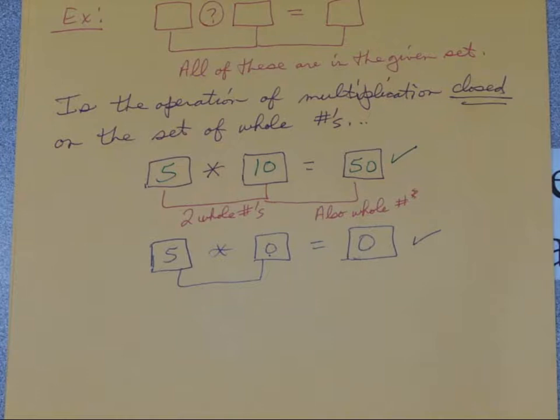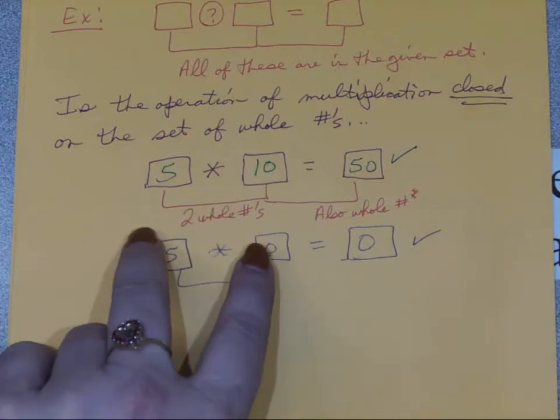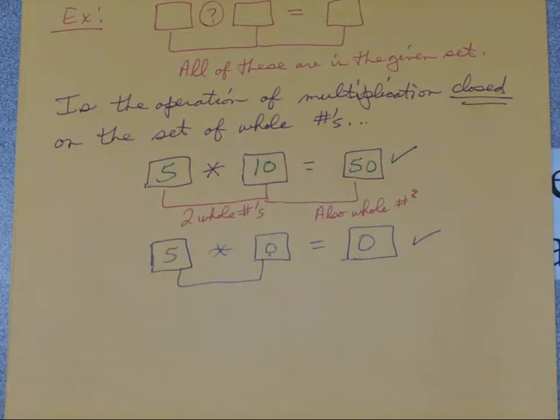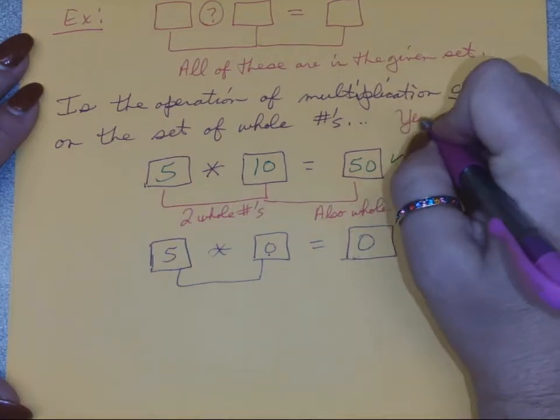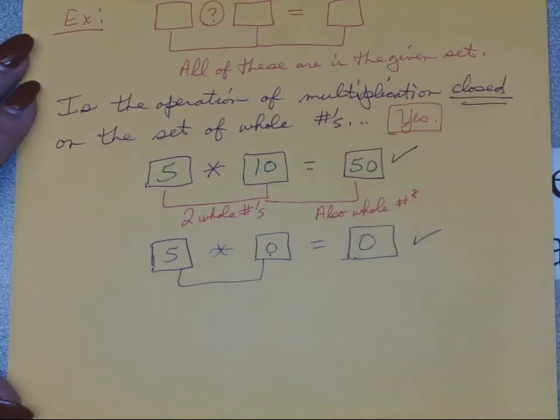Is there anything that I can do to 2 whole numbers when I'm multiplying that would kick me out of whole numbers, and maybe suddenly I get a fraction or suddenly I get a negative number or something like that? And the answer is no, it doesn't work that way. So when I say is the operation of multiplication closed on the set of whole numbers, the answer is absolutely yes.